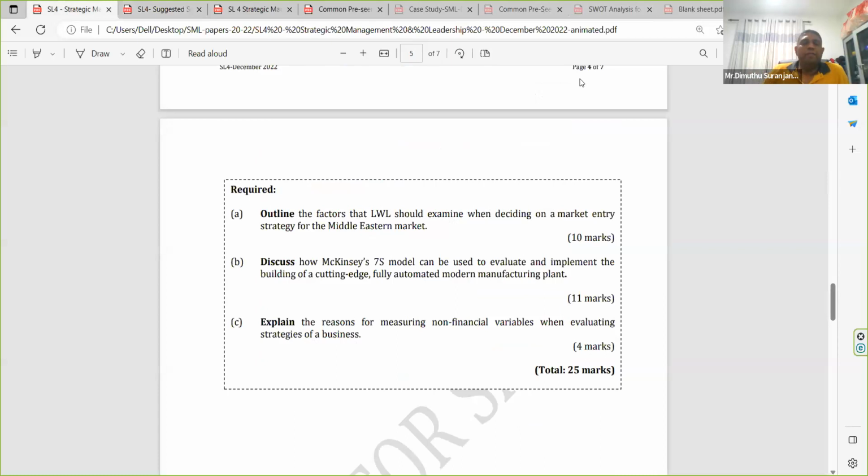Then part B, discuss how McKinsey's 7S model can be used to evaluate and implement the building of a cutting-edge, fully automated modern manufacturing plant. 11 marks. This McKinsey one is also a very popular area in the exams. McKinsey 7S model. Also a very important area from your exam point of view.